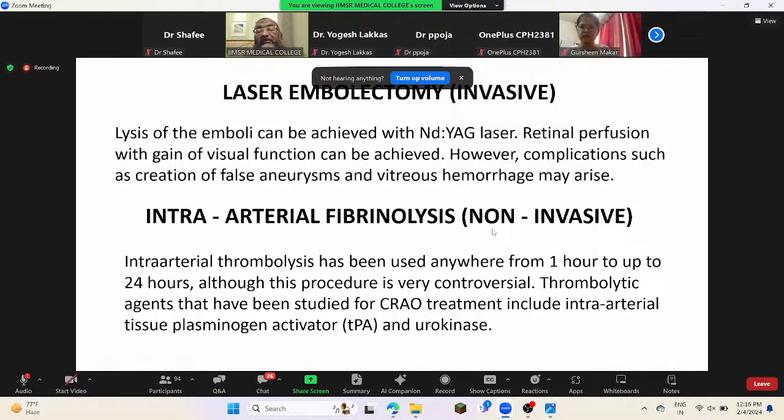Intra-arterial fibrinolysis is again a non-invasive procedure. It has been used anywhere from between 1 hour to up to 24 hours, although this procedure is still very controversial. Thrombolytic agents have been studied for CRAO treatment, and the thrombolytic agents that have been studied include intra-arterial tissue plasminogen activator, TPA, and urokinase.